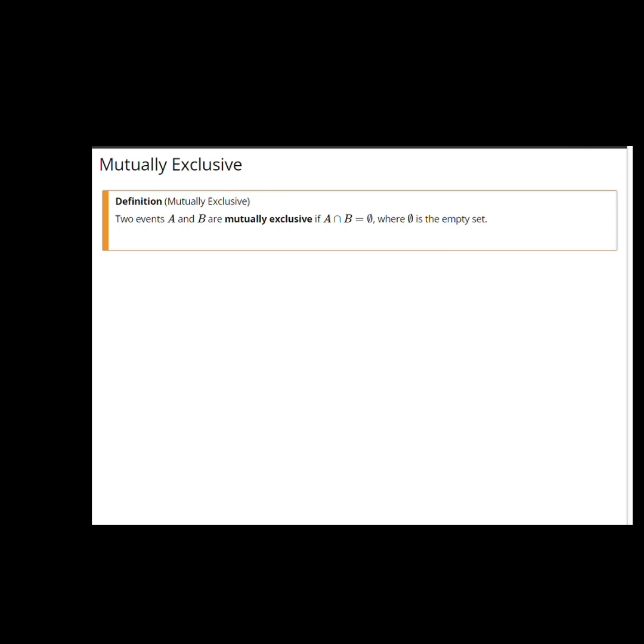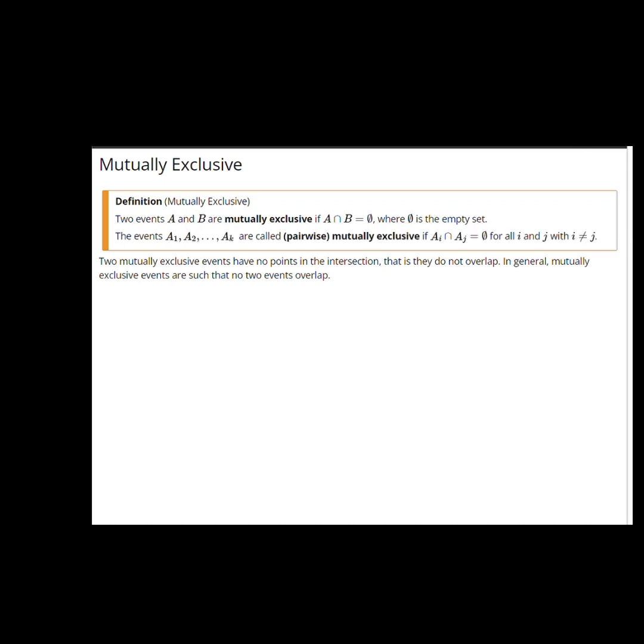Mutually exclusive events. Events A and B are referred to as mutually exclusive if their intersection is the empty set, which is to say that they have no points in common. Mutually exclusive events have no points in the intersection. They have no overlap whatsoever. This means that it's impossible for events A and B to occur on the same trial of an experiment.